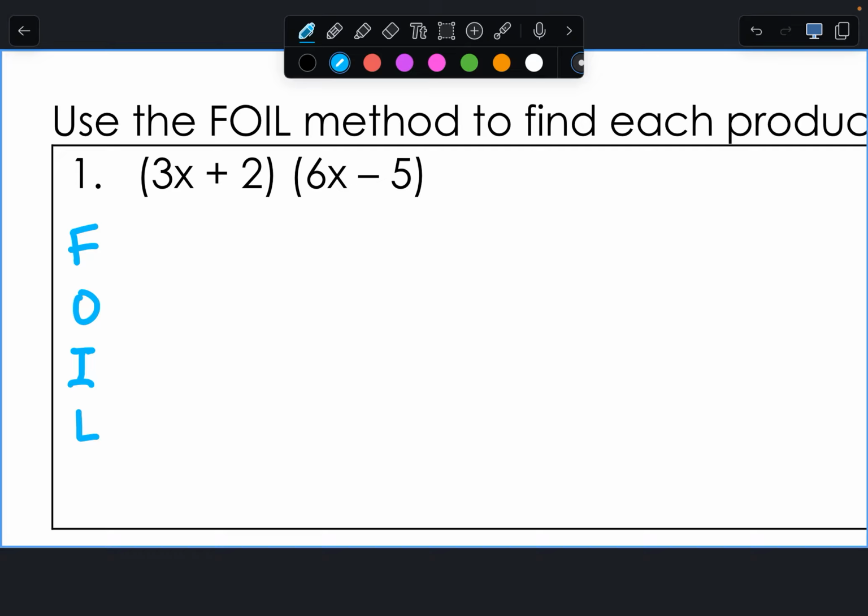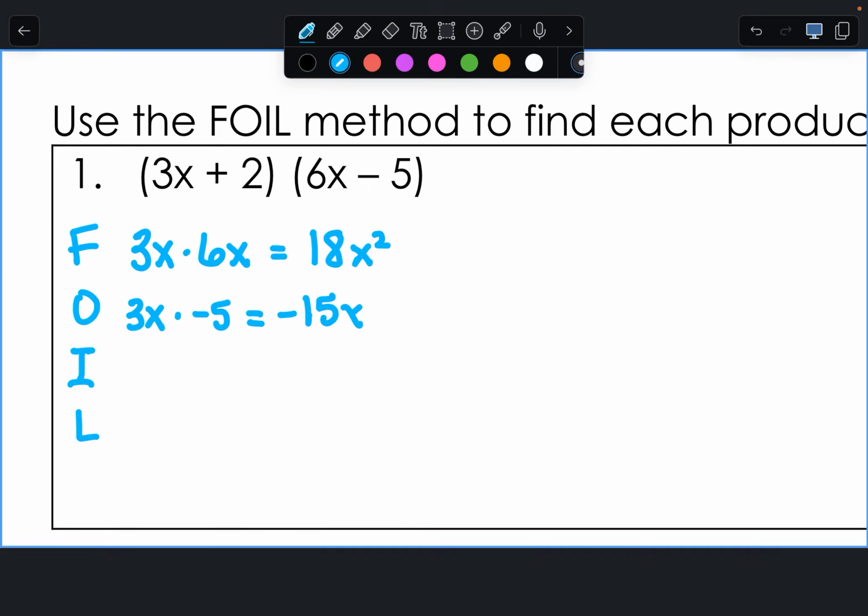F stands for first. So the first term in each binomial. What's the first term in the first? 3x. So we're going to multiply 3x times 6x. 3 times 6 is 24. No, 3 times 6 is not 24, it's 18. x times x is x squared. Good. O stands for outer. What are the two outside terms? 3x and negative 5. 3x times negative 5 is negative 15x.